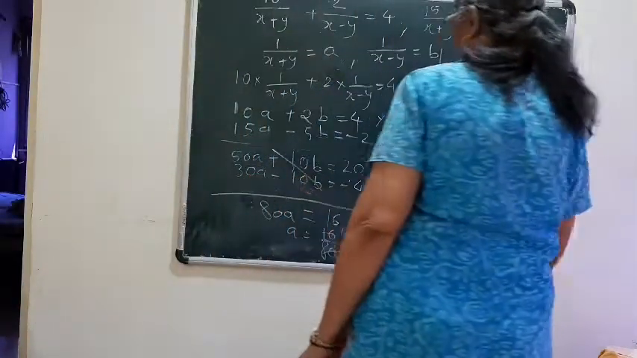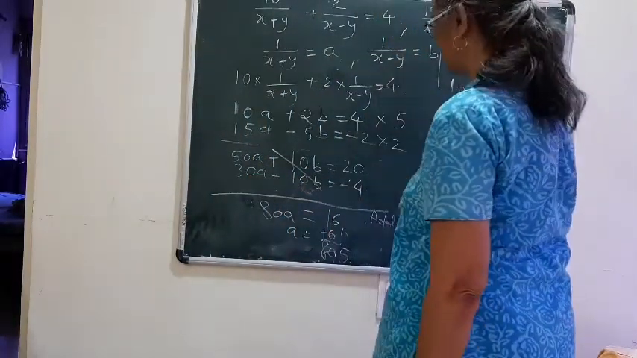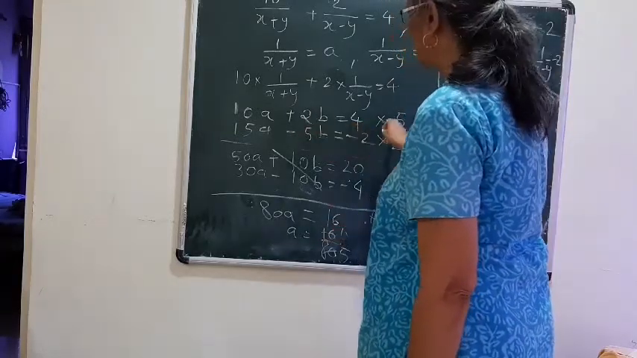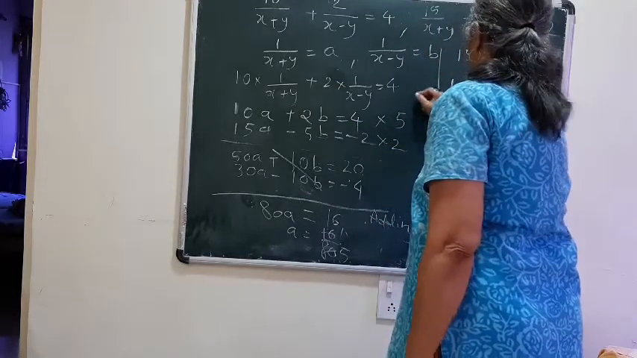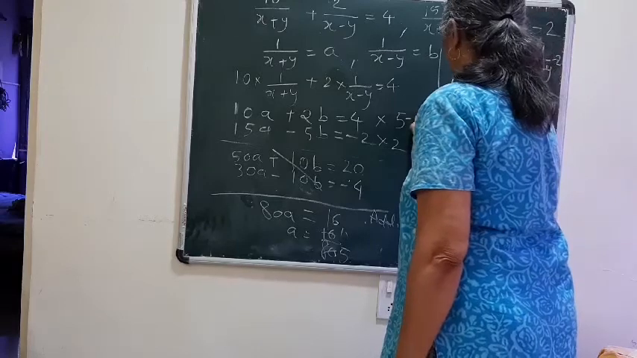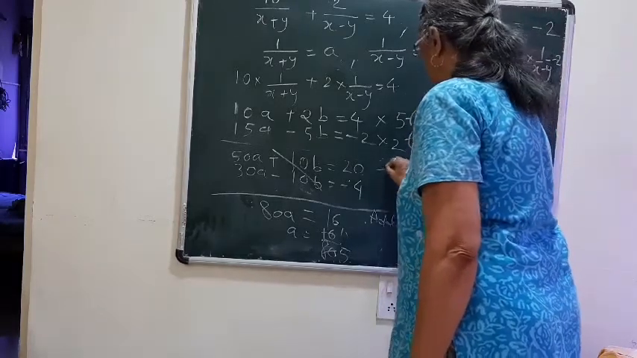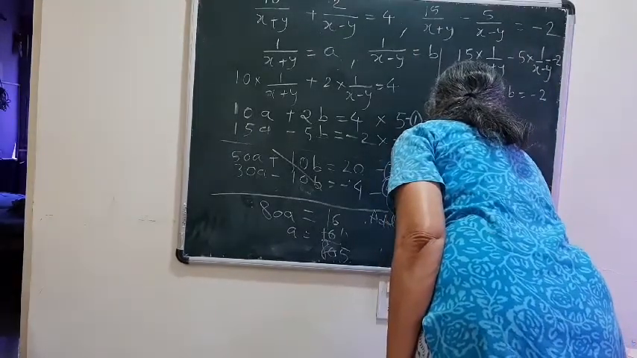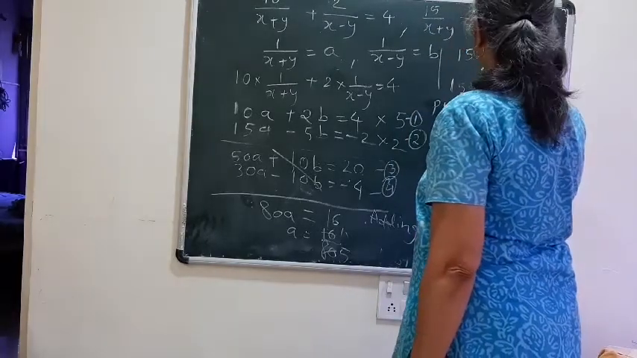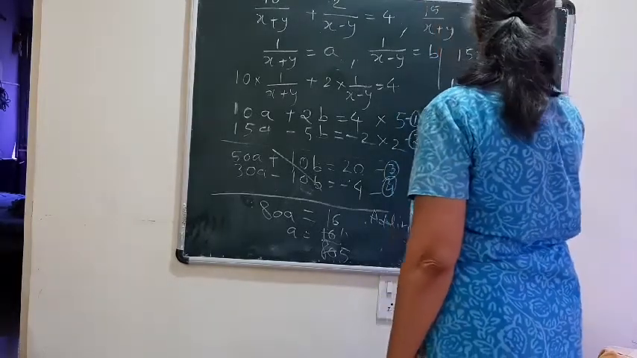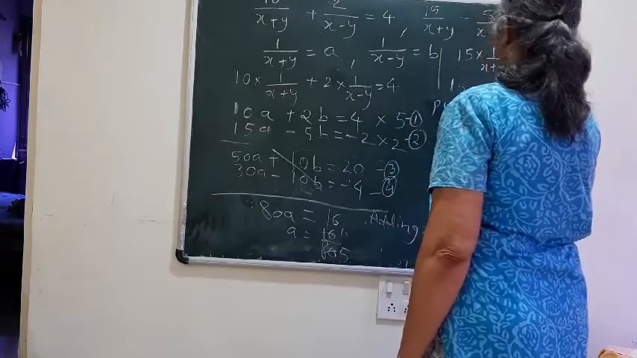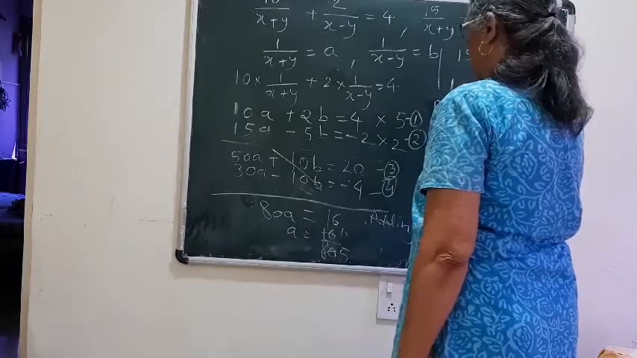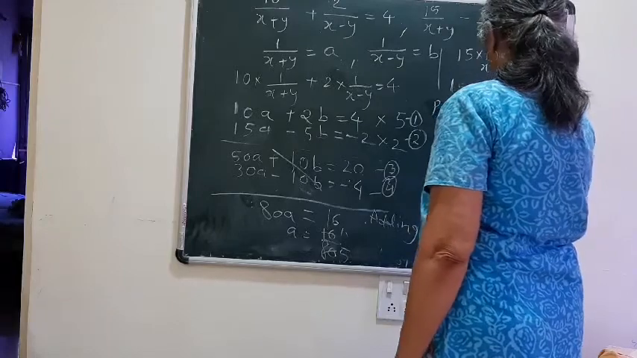Now we can find out the value of b, which we have made the assumption for 1 upon x minus y. For finding b, put the value of a in the previous equation. Suppose this is equation number 1, this is equation number 2, this is our third equation, this is our fourth equation, adding 3 and 4, here you can write. So put a equal to 1 upon 5 in 1. What we will have: 10a, a means 1 upon 5, plus 2b is equal to 4.